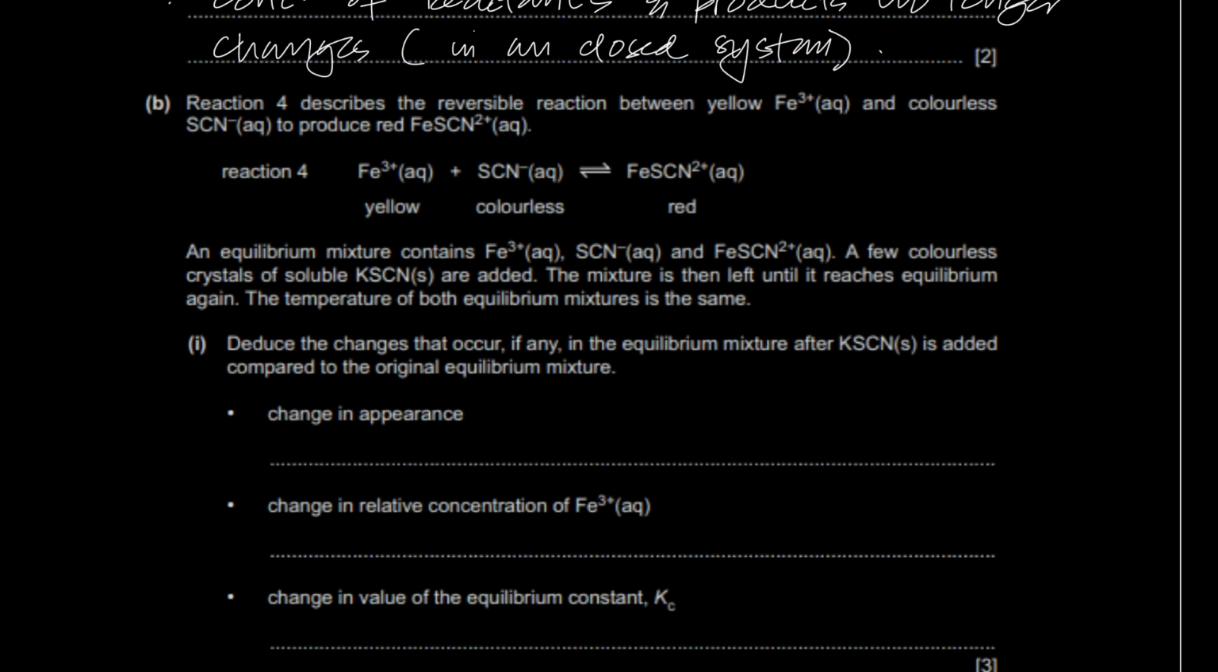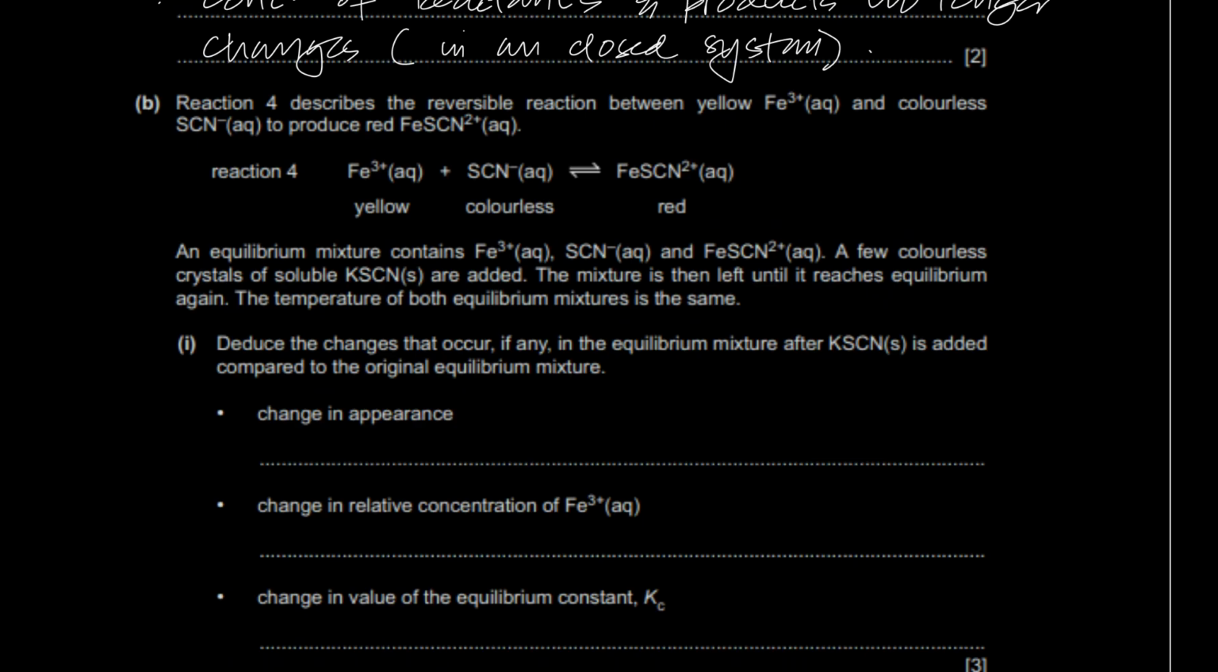Done. Next. Reaction 4 describes the reversible reaction, and it's a different question, by the way. It describes the reversible reaction between yellow Fe3+ aqueous and colorless SCN minus aqueous to produce a red product. An equilibrium mixture contains Fe3+ aqueous and so on, and a few colorless crystals of soluble KSCN are added. Soluble means it dissolves, and you're going to get K+ ion and SCN minus ion. Now wait a moment. It was at equilibrium, and now you made a change to the condition.